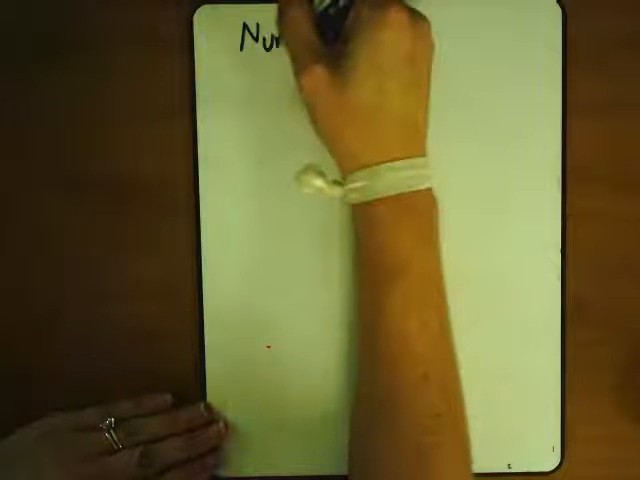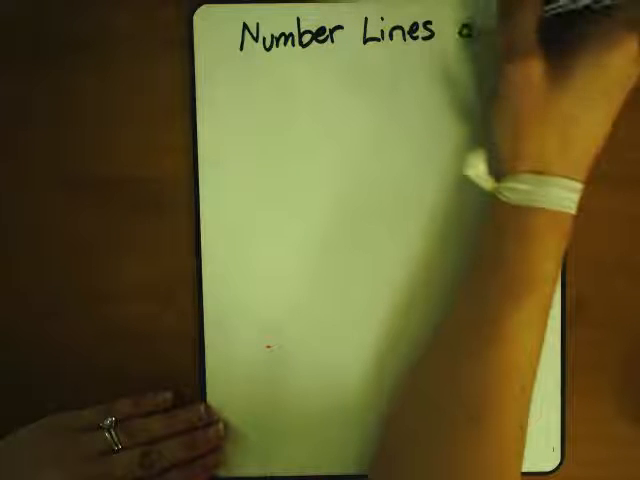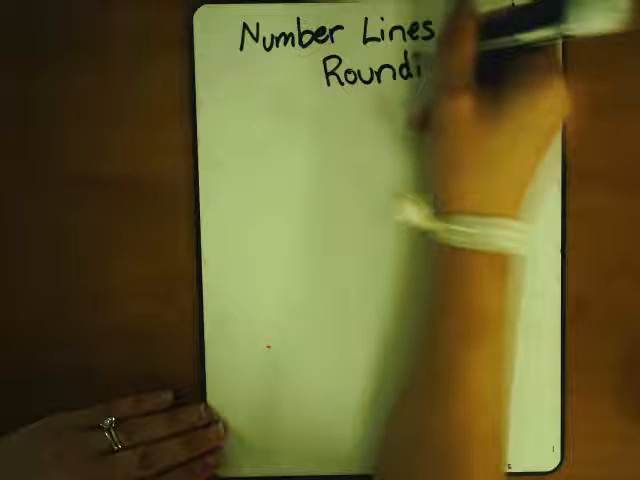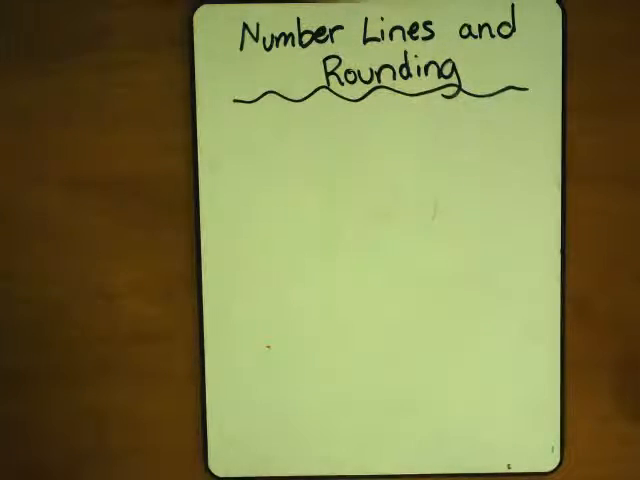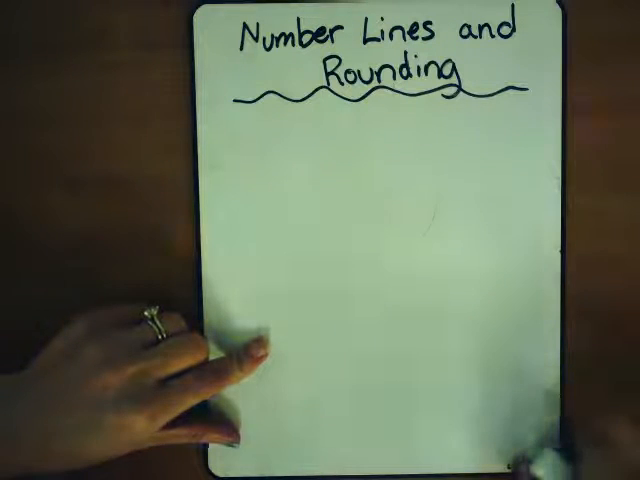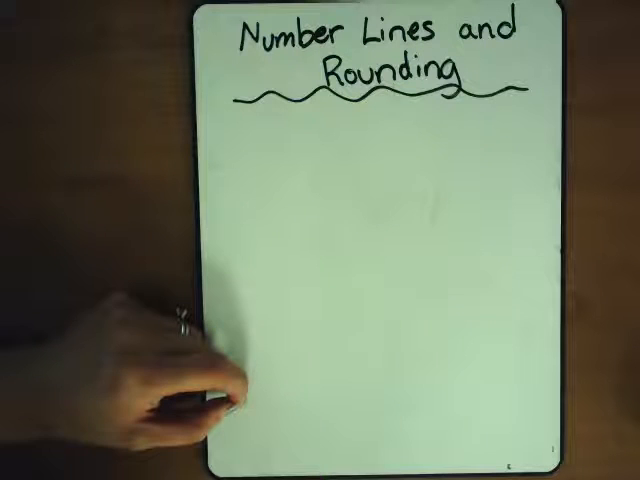Today we're going to take a look at number lines and rounding. Alrighty. So it's often helpful to use a number line to round. And rounding is helpful when we are in the real world sometimes and we just need a quick close number that doesn't have to be exact.